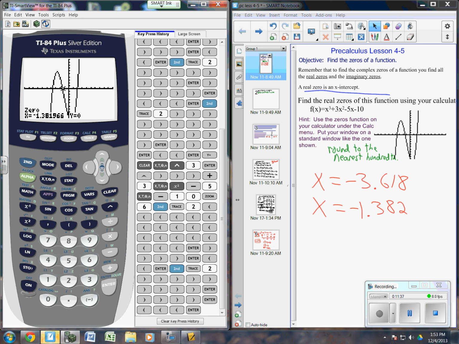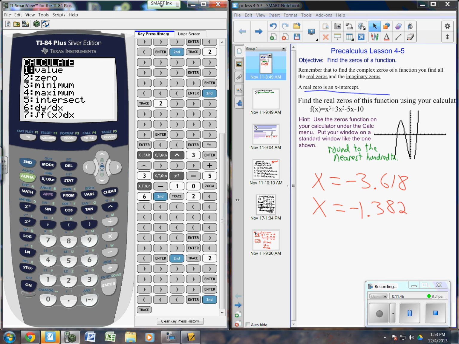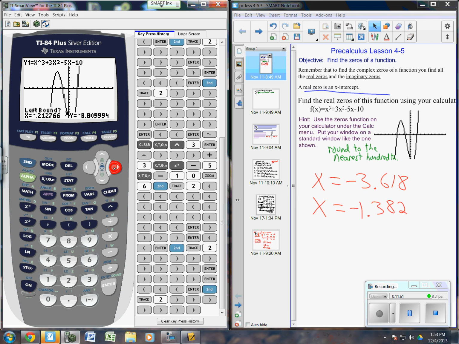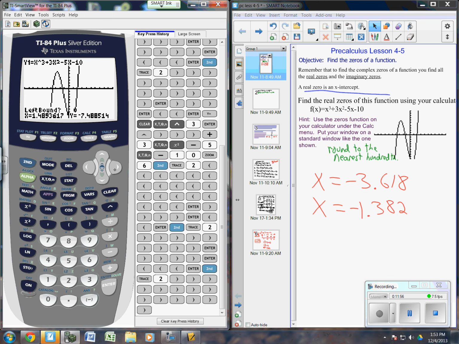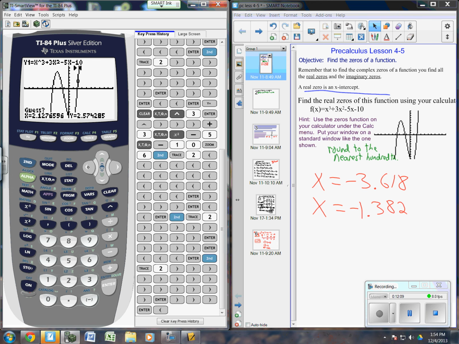Okay, now I've got to go find the next one. So I hit second and the trace button again. I go to zero. I am going to move over. This time, below is my left bound again. I move to the right. I mark my right bound. That's about as close as I'm going to get to my guess because it's so steep.